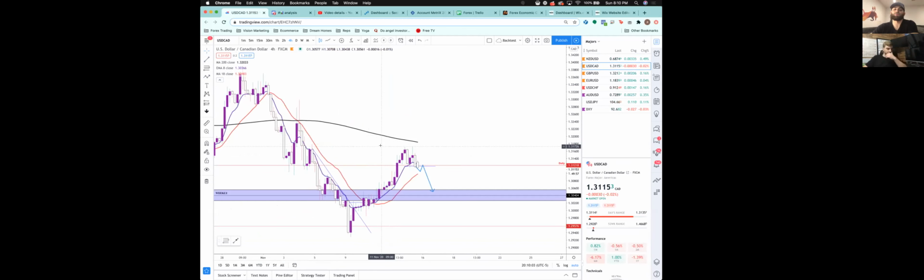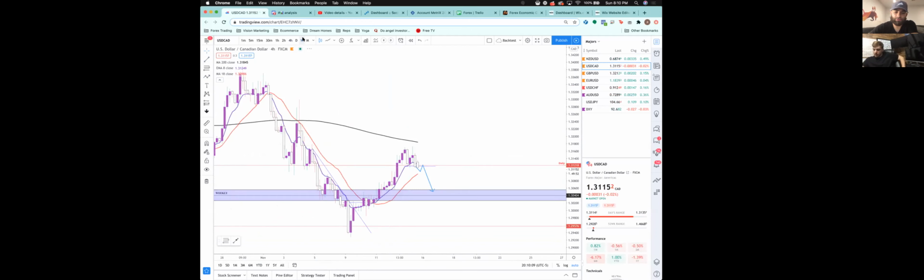So we're going to look to sell as long as it's below this level right here. So as long as we're below this level, we're going to look to sell off. So that's NZD/USD. Let's go over to USD/CAD. This is one that we might have a potential entry on literally right now.